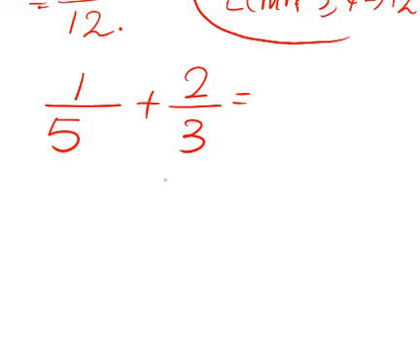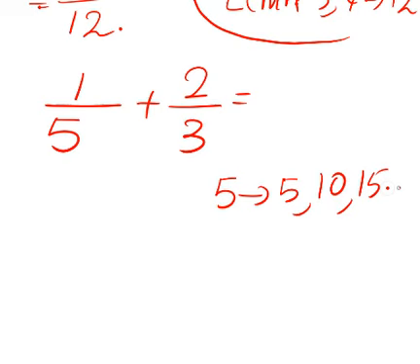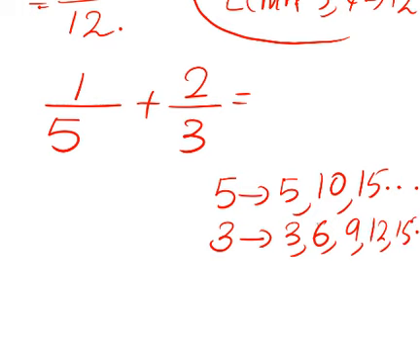We have to list the multiples of 5 and 3. So the multiples of 5 are 5, 10, 15, etc. Then multiples of 3 are 3, 6, 9, 12, 15, etc. So which is the first common multiple? The first common multiple is 15.